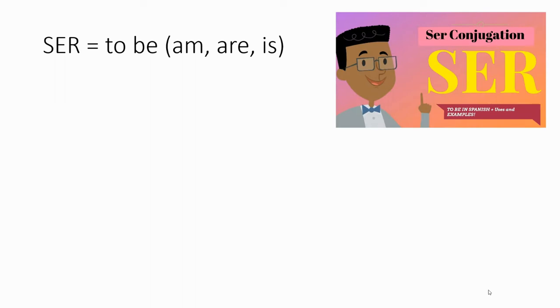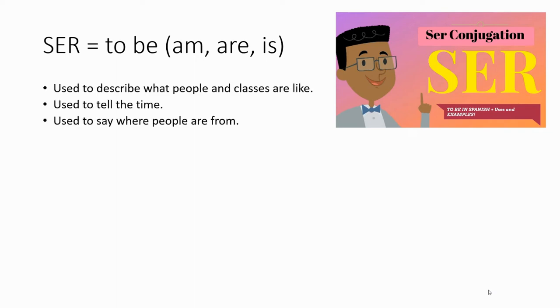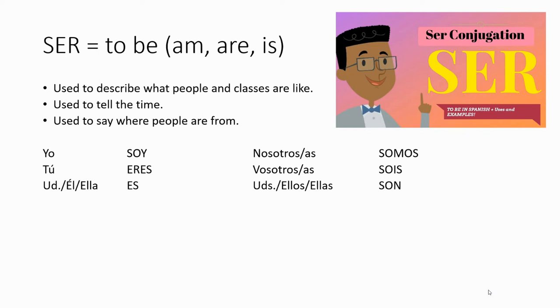The first one that we're going to look at is the verb ser. Ser means to be, which are really words am, are, and is. Ser is used to describe what people in classes are like, used to tell the time, and used to say where people are from. Here are your forms of ser. We have soy, eres, es, somos, sois, and son.